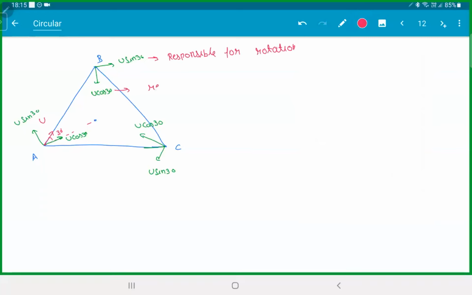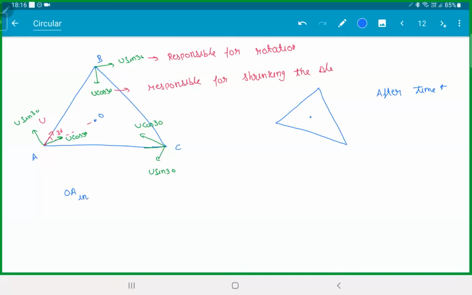These guys are responsible for shrinking the triangle. After some time, the triangle does rotate like this. So after time t, the triangle becomes like this. What is this distance initially? What is OA initial? The centroid divides in the ratio of 2:1. So that would be 2/3 of the height, which is a by √3. Agreed?